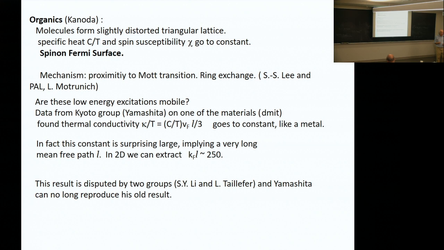Even more than that, this linear term turns out to be extremely large. Right? This coefficient is extremely large. Because in two dimensions, you can actually directly extract this important combination, k_F times l. k_F is the Fermi momentum, l the mean free path. This is a very important dimensionless object that characterizes a Fermi liquid as far as the disorder scattering is concerned. Right? So we know that if this parameter is 1 or less, then you have localization. Right. If it's not, then you have weak localization. Right. So this is a localization parameter. But you can see that C over T in two dimensions is just a mass. So mass times v_F is just k_F. So you can unambiguously tell what k_F l is. So with the old data, k_F l is 250, which is enormous. Right? So it's almost too good to be true.